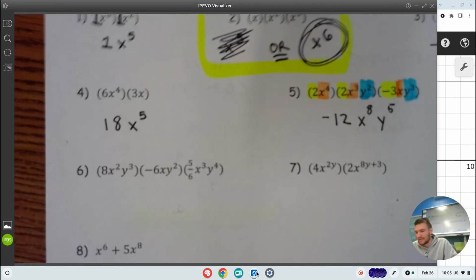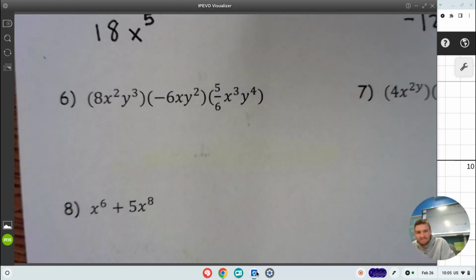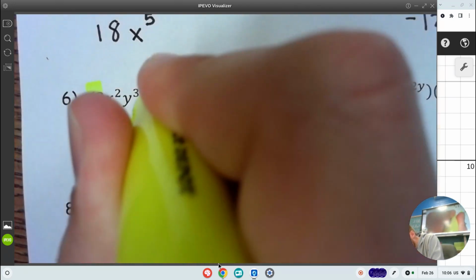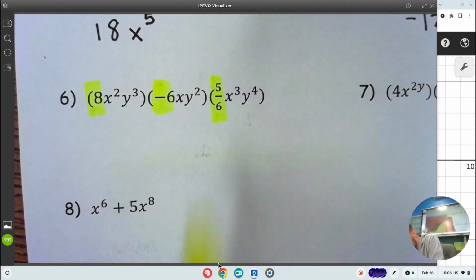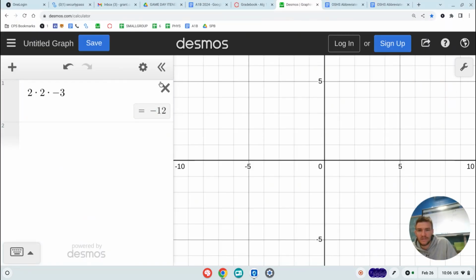Now, let's go to number 6. Again, they're trying to make it more complicated for you, but the reality is, if you have Desmos, if you know how to add up small numbers, then you can solve this. So, thinking about the coefficients, 8, negative 6, and then a fraction. That's okay. We have Desmos.